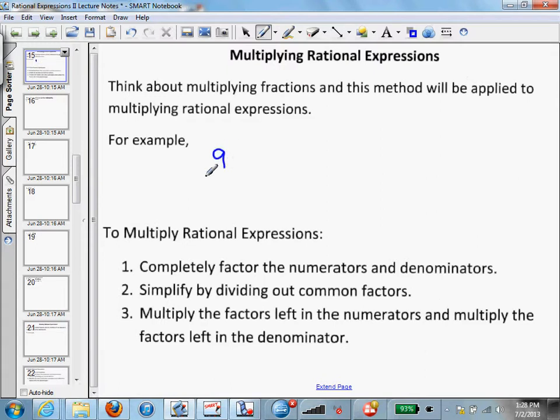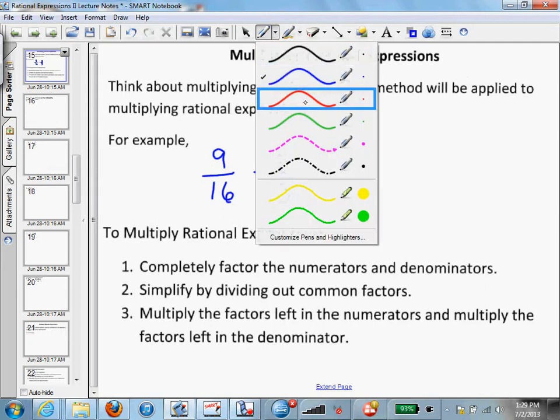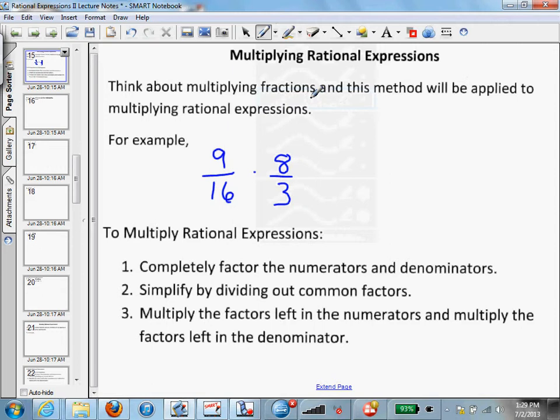So if we were to have something like 9 over 16 times 8 over 3, you might remember from previous classes that you can cancel out. Think about 9 and look diagonally across, top and bottom. 9 and 16 cannot be reduced because they share no common factors, but 9 and the 3 across from it can, because 3 will go into 9.